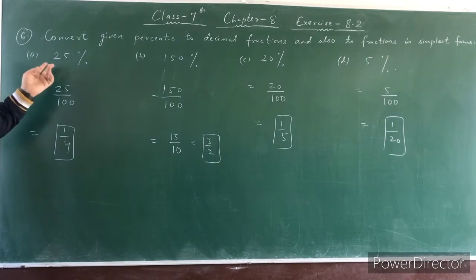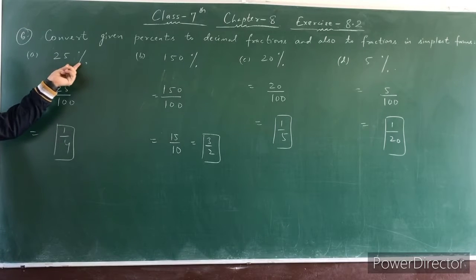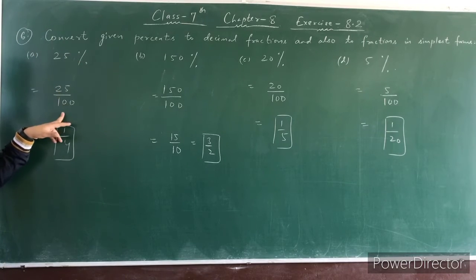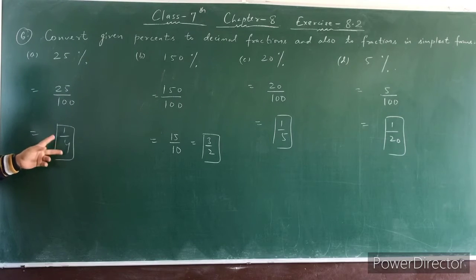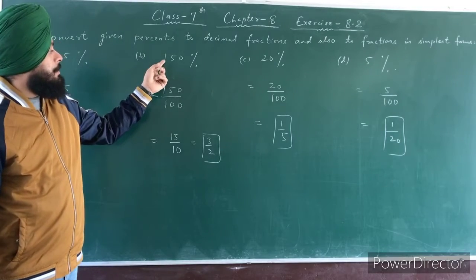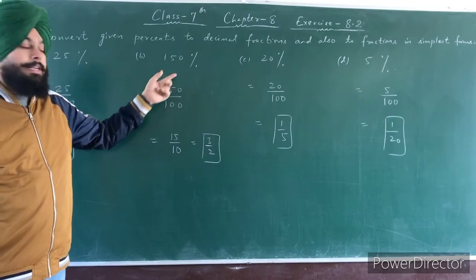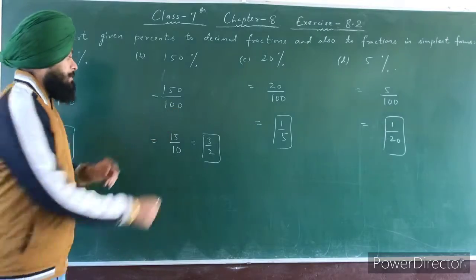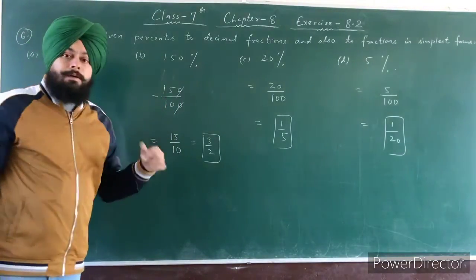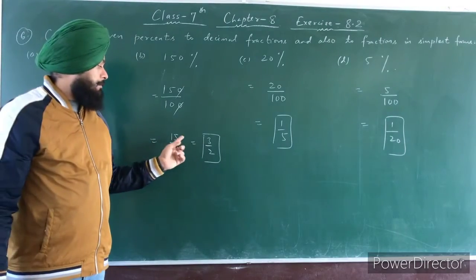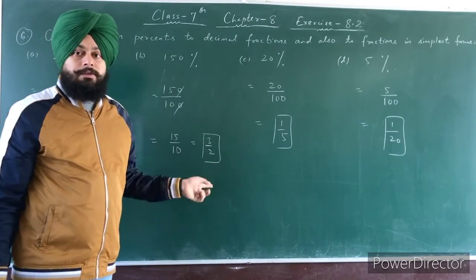So first is 25%. So 25% is written as 25 over 100 and this converts into 1 by 4, which is the simplest form of 25 over 100. 25 ones are 25 and 25 fours are 100. So the answer is 1 over 4. Next percentage is 150%. So it is written as 150 over 100. So cancel the 0. 15 over 10, and 15 over 10 comes in the multiple of 5. So 5 threes are 15 and 5 twos are 10. So the answer is 3 over 2.